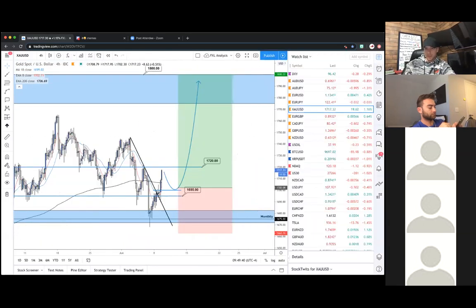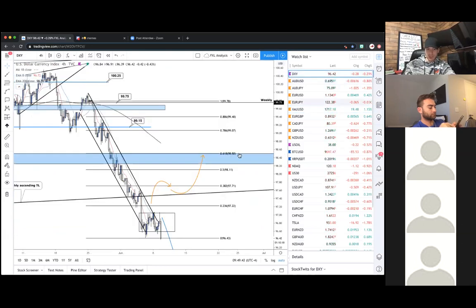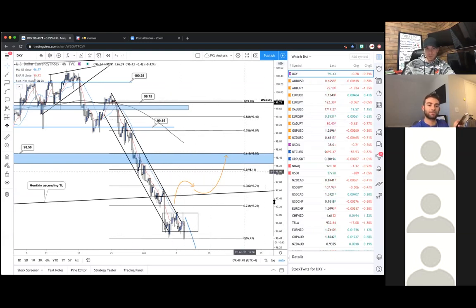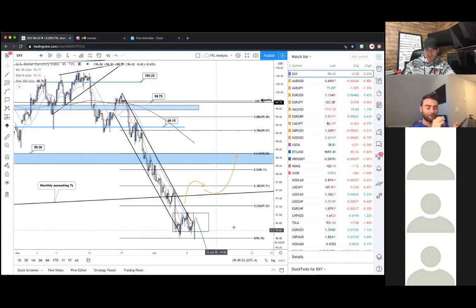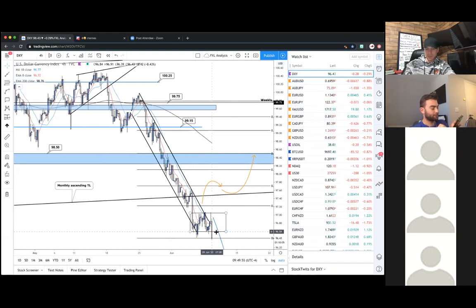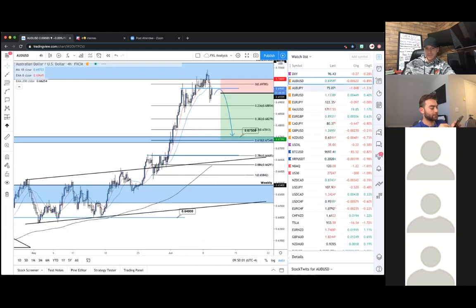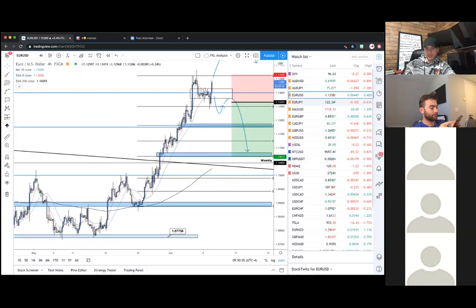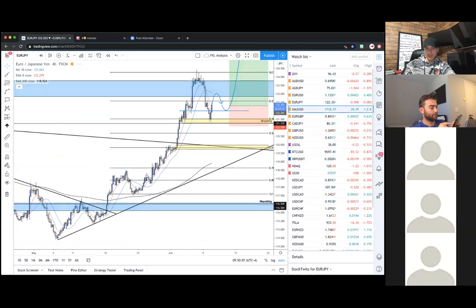All right, quick recap. We covered DXY, which just took a huge dump. Look at this, it just fell off. We still have an hour on the 4-hour closure though, so it could reject like we just saw here. We'll see. So that's DXY. That's AU. We covered AJ, EU, EJ, and finally gold.